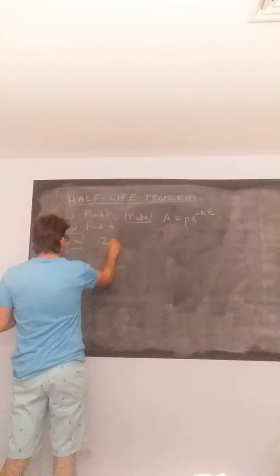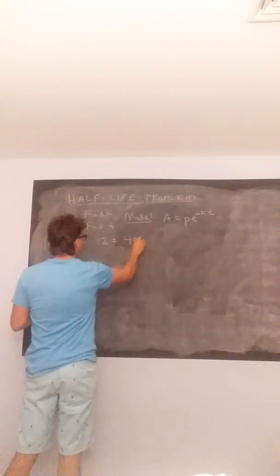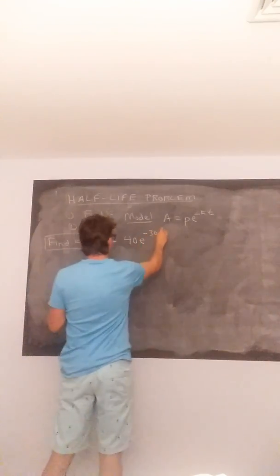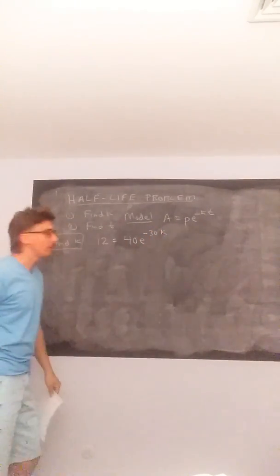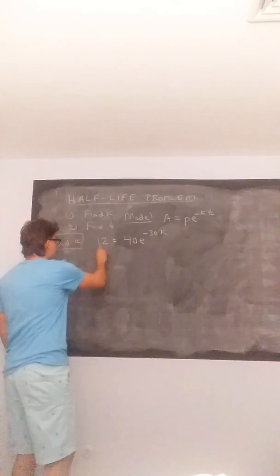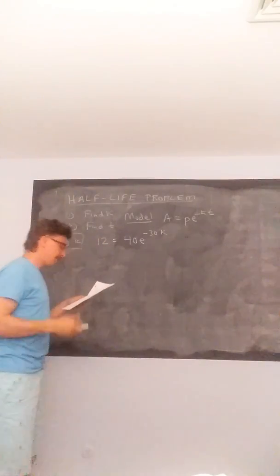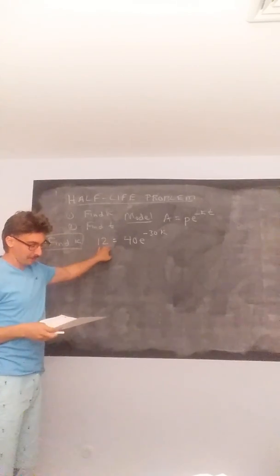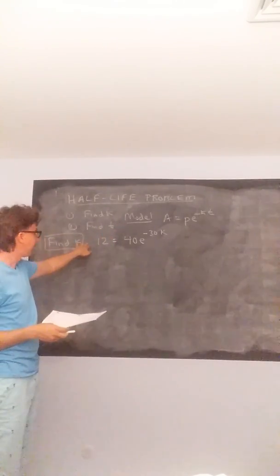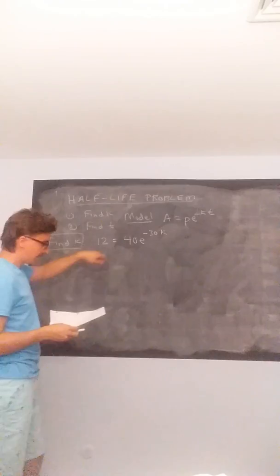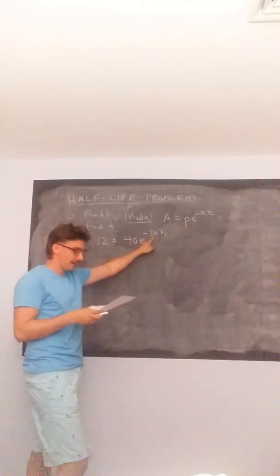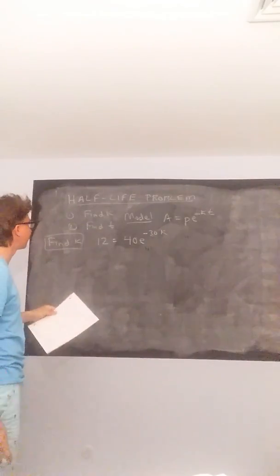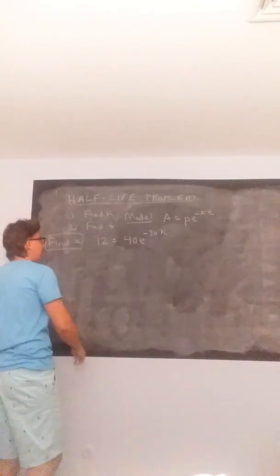So here's what our equation is going to look like: 12 equals 40 e to the minus 30k. You're wondering where these things come from. The 12 is what it's going to decay to, 12 milligrams, since we were given the amounts in milligrams, and 30 stands for the time stamp in years. We're just filling in the information we're given.